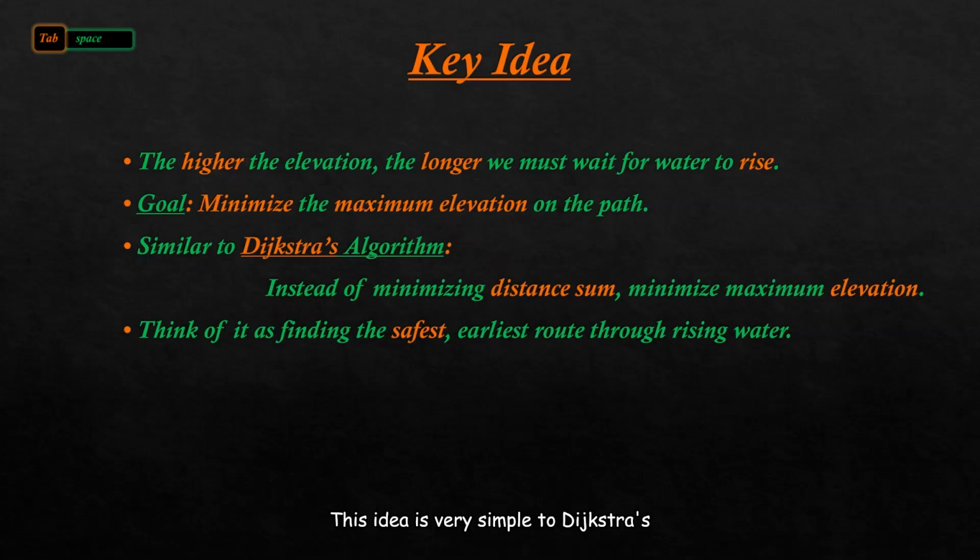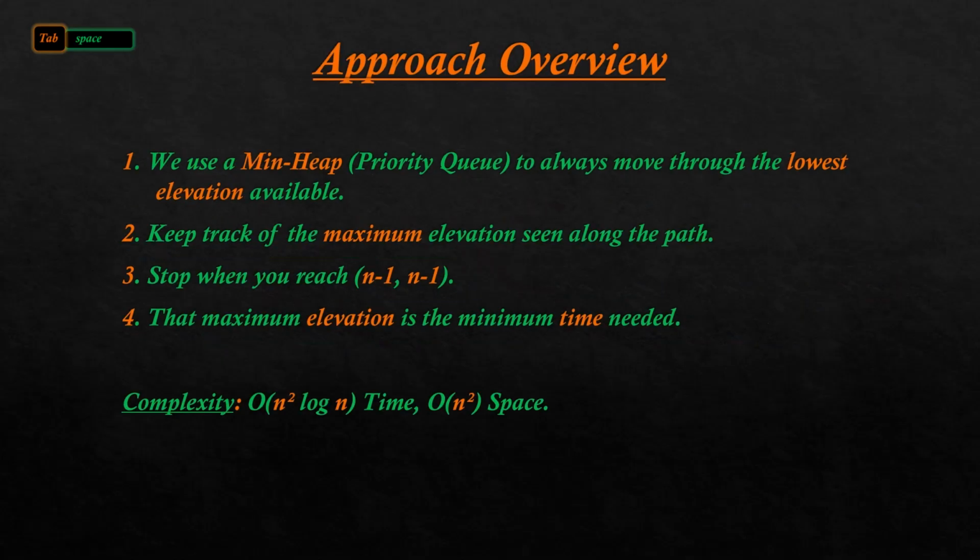This idea is very similar to Dijkstra's algorithm, which finds the shortest path in a weighted graph. The only difference is in Dijkstra's we minimize the sum of distances, while here we minimize the highest elevation encountered along the way. So instead of adding up costs, we care about the worst obstacle in our journey, and we try to make that obstacle as small as possible.